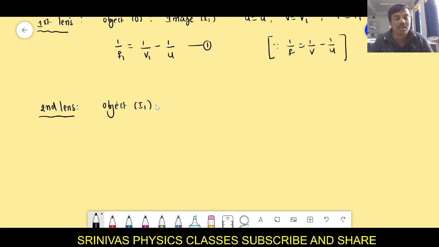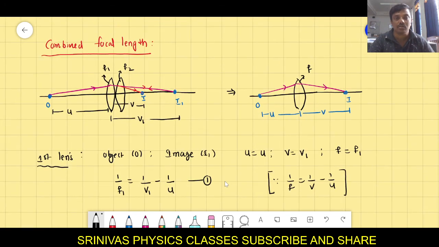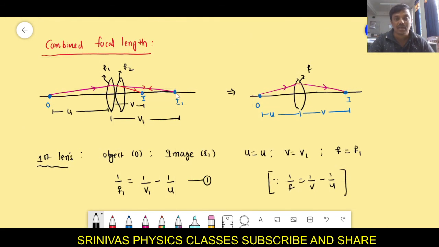I1 is the object for the second lens, and it forms the final image, which is I. Let us write the conditions. The object distance is V1, the distance of I1, and the image distance is V. You see the picture once: I1 is the object with object distance V1, and I is the image, so the image distance is V.